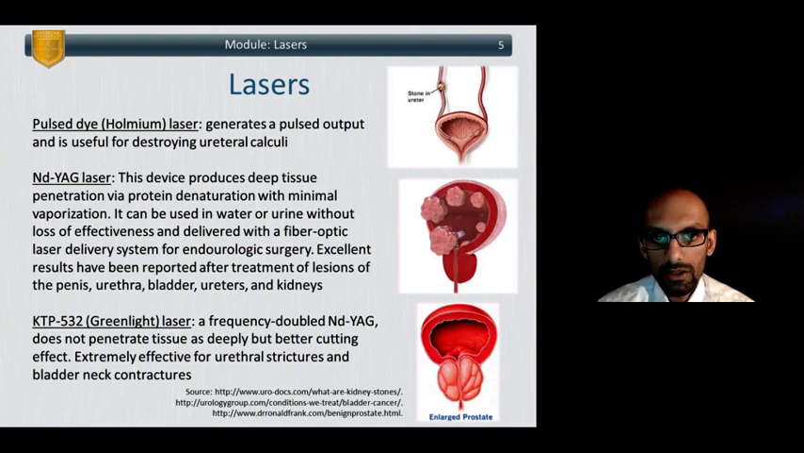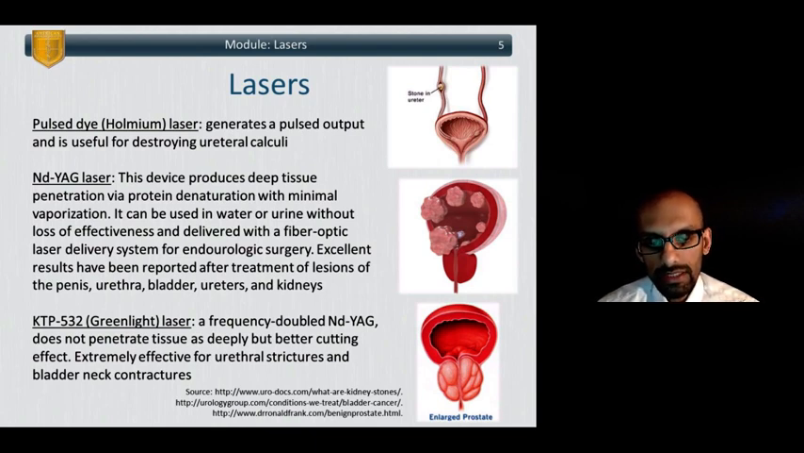So the lasers you should be aware of. We'll start with the pulse dye or holmium laser, used by urologists frequently to destroy ureteral calculi. So when you're doing a laser lithotripsy, they're typically using a holmium laser. The ND-YAG laser, again, as I mentioned earlier, this produces deep tissue penetration, denatures proteins without much vaporization of water. So it can be used in aqueous solutions without losing its effectiveness. It's delivered through a fiber optic cable and also used for endourologic surgery and for treating lesions on the urogenital tract and in the bladder, ureters, and kidneys.